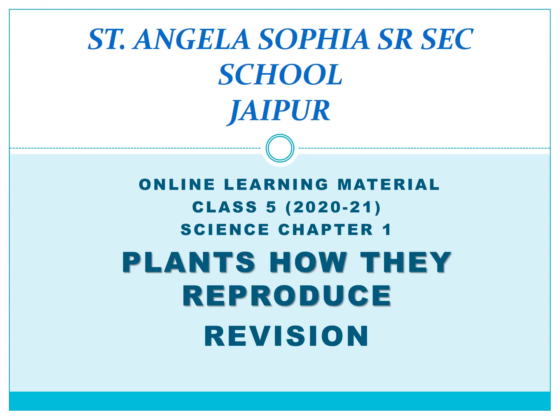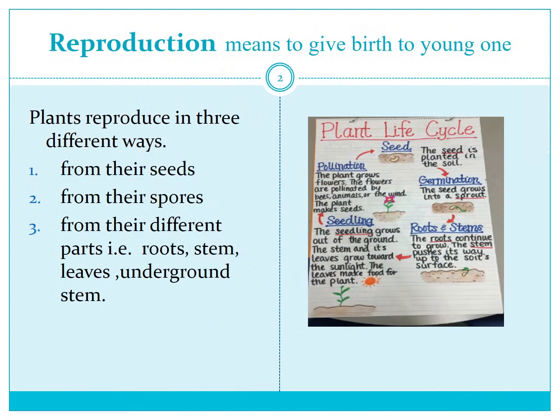Take care of yourself. Today we will revise Chapter 1, How Plants Reproduce. What is reproduction? Reproduction means to give birth to young ones. How do plants reproduce? Plants reproduce in three different ways. First, from their seeds. Second, from their spores. Third, from their different parts, that is, roots, stem, leaves, or underground stem.